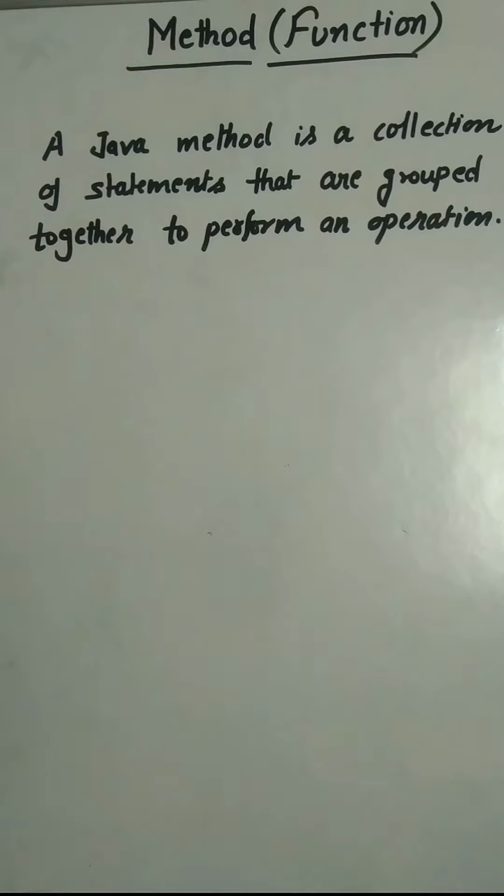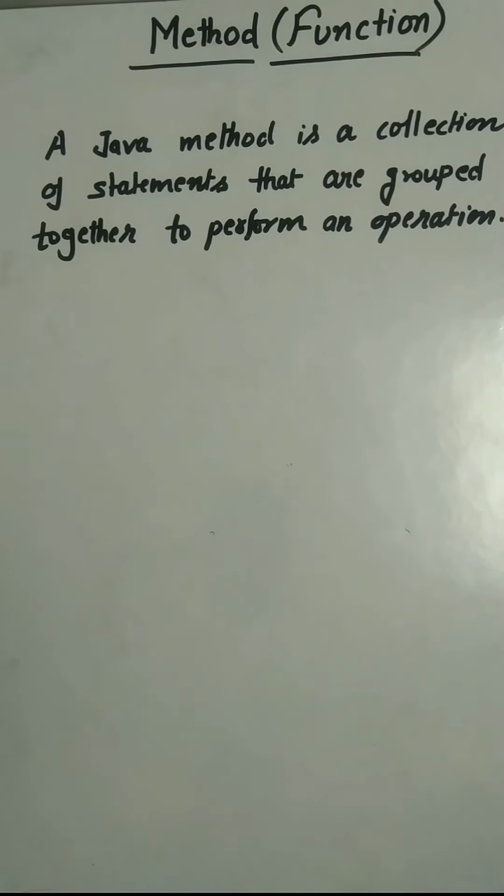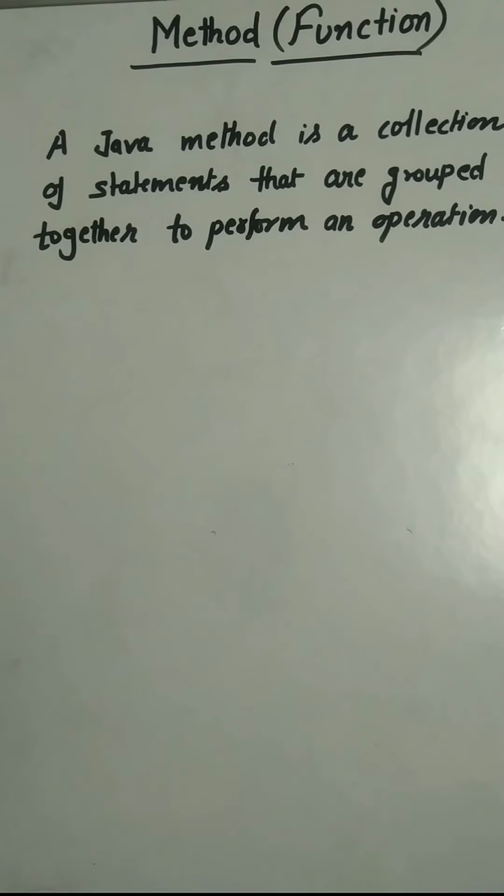Method or function in Java is a collection of statements that are grouped together to perform an operation. Or you can say that a program module used simultaneously at different instances is called a method.